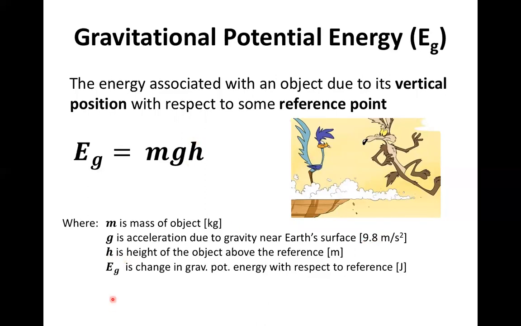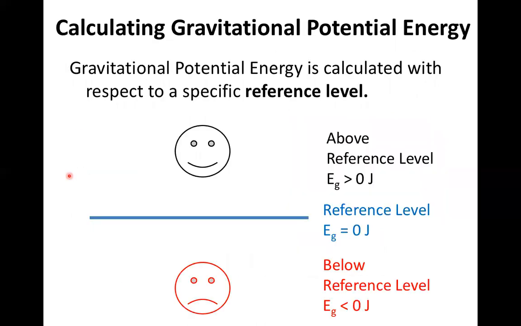And times h, which is the height above the reference level, which is usually the ground. That gives you EG, which is our energy in joules. So when we're calculating gravitational potential energy, or any type of potential energy for that matter, it's really important that there is a reference level that you're always comparing to. So the reference level, we would usually use the ground.